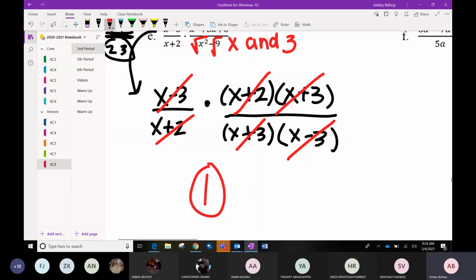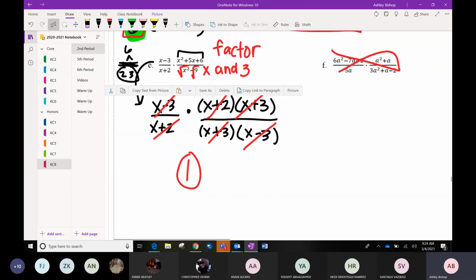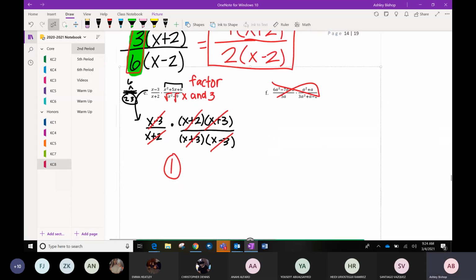All righty. That's a fun problem. That's my fave. We are not going to do F, but I am going to show you divide. Divide is just like multiply. Any questions before I move on to division?